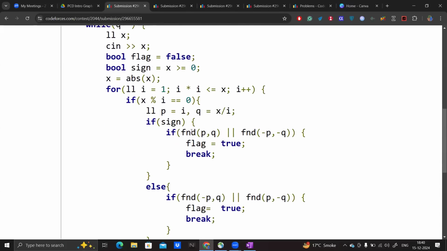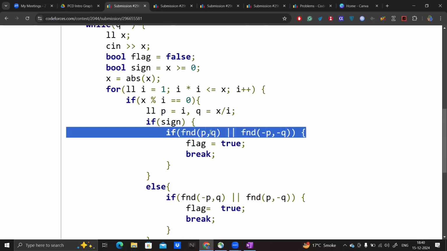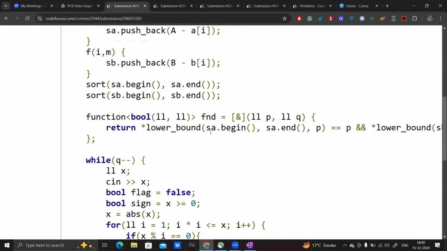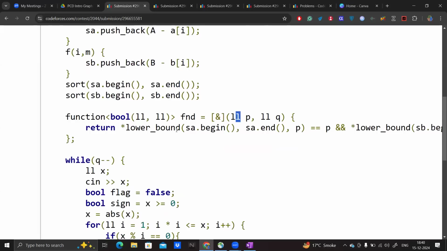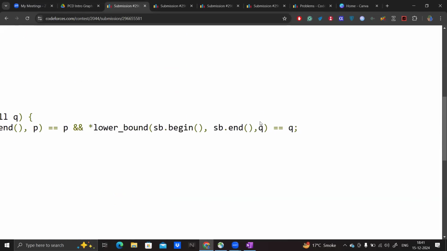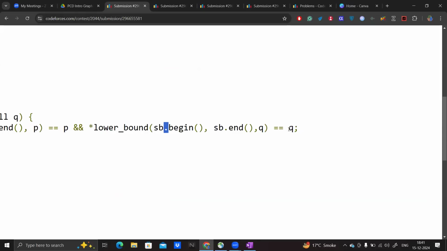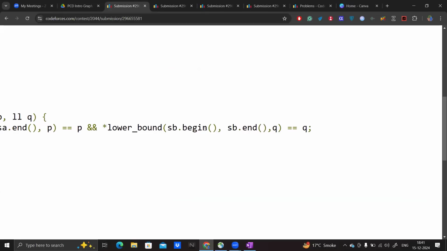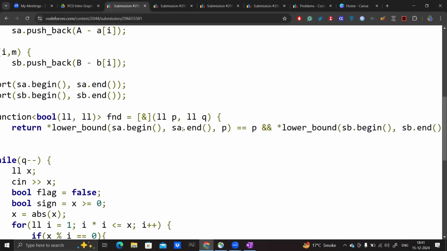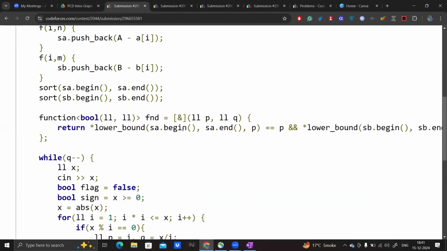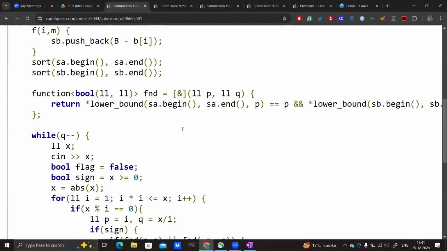It just checks if p is in A and q is in B or not. So how does it do that? Given p and q, it finds a lower bound of p, and if that is equal to p, then p is in A, and if the lower bound of q is equal to q, then q is in SB. So I'll just take the and and return it, right? So that's how it finds whether an element is in an array or not.